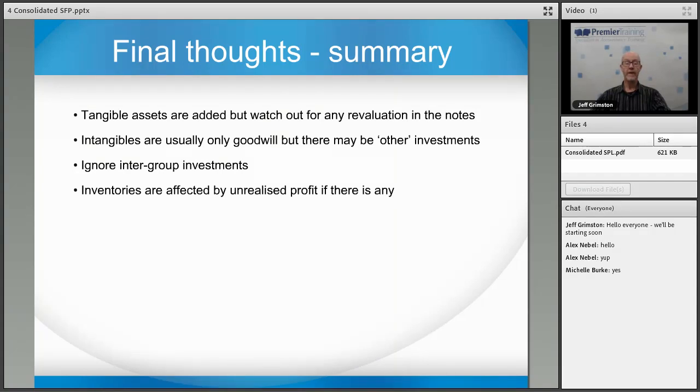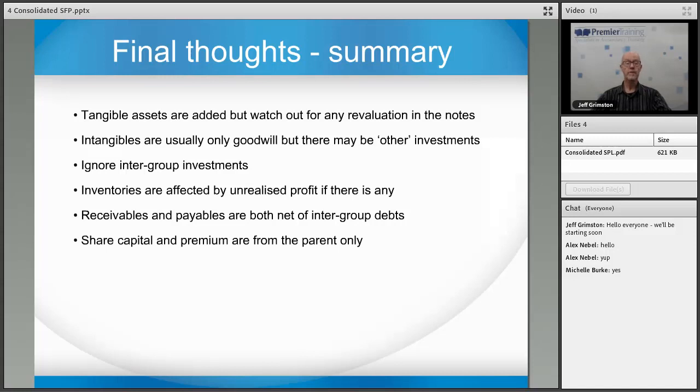Inventories are added up, but they are affected by unrealized profit, because the unrealized profit part of the inventory valuation has to be deducted. It's just any inventory that is still unsold at the end of the year. Receivables and payables are both net of intergroup debts, and those two adjustments cancel each other out. Share capital and share premium are taken from the parent only. Retained earnings is the tricky one. There are invariably 3 or 4 elements to that, but each element, if you're methodical, is very logical.